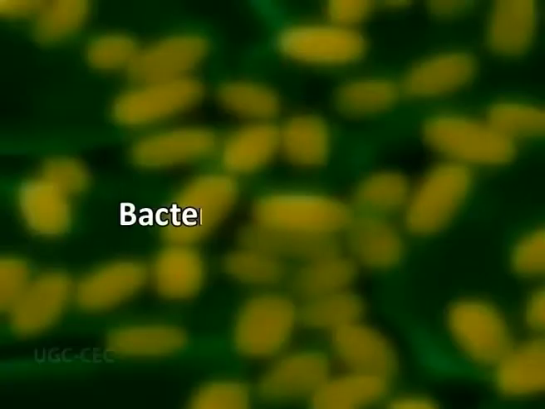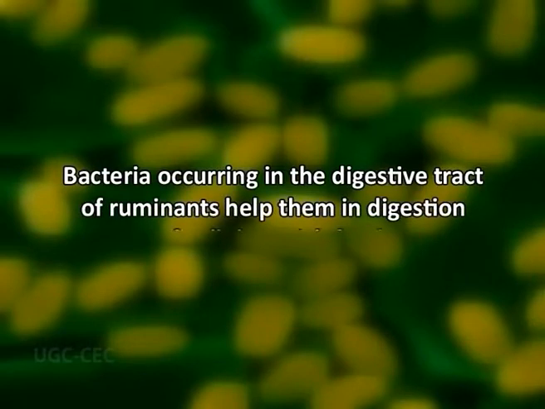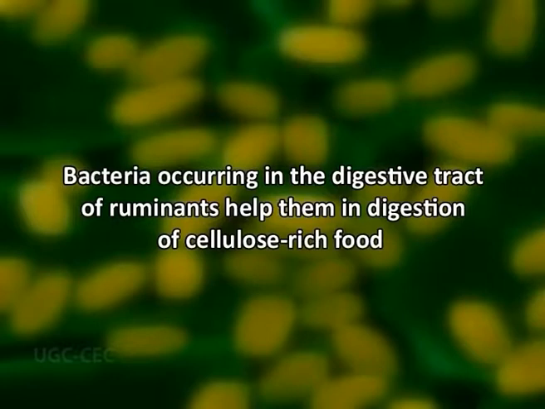Bacteria play multiple roles. One important role of bacteria is in digestion. Bacteria occurring in the digestive tract of ruminants help them in digestion of cellulose rich food. Ruminants cannot digest this food in the absence of these bacteria. The human digestive system also exploits the services of bacteria growing in the tract to digest food. These bacteria also release some products which are beneficial for human health.